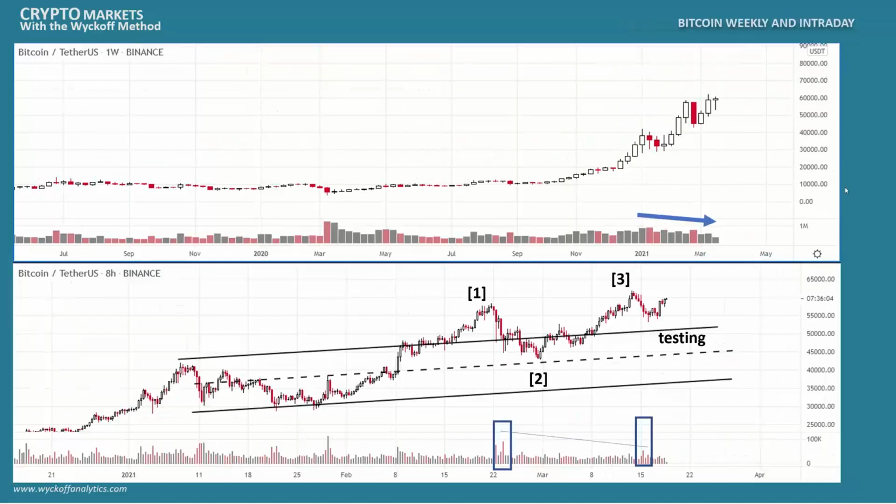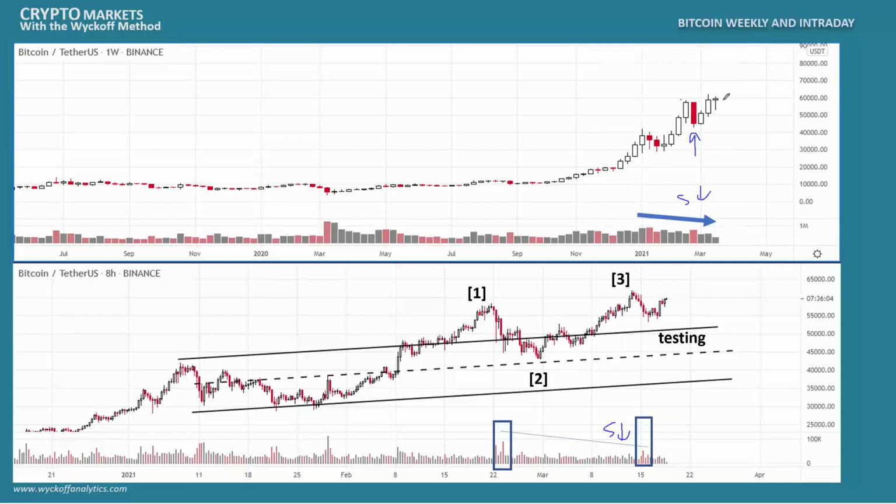All right. So here's Bitcoin weekly and intraday perspective. We can see here that supply is decreasing on the weekly. This information is extremely important. It's a sign that supply is almost exhausted. Also, look at the recovery after that big red down bar on the weekly chart.